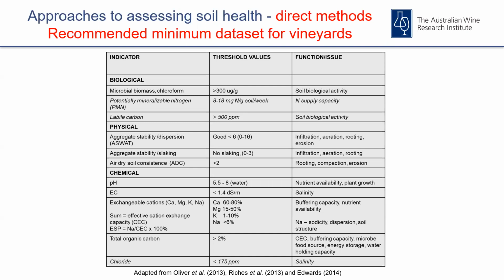So in terms of some of the biological stuff that you can see: microbial biomass, potentially mineralisable nitrogen and labile carbon, things we've talked about prior. Some of the physical stuff: aggregate stability and dispersion test, the AWRI test, aggregate stability and slaking test, and the air-dry soil consistence test. And chemical, you can see here: pH, electrical conductivity, cation exchange capacity, and total organic carbon and chloride.